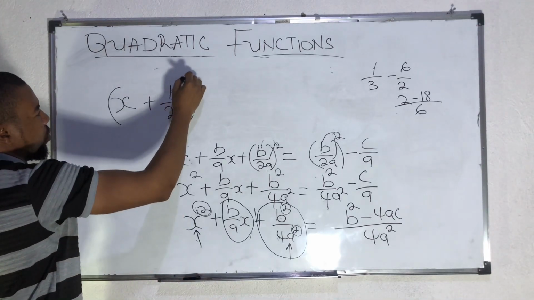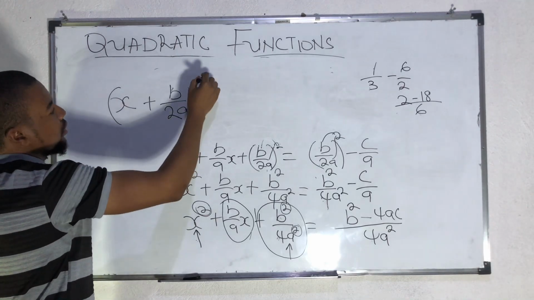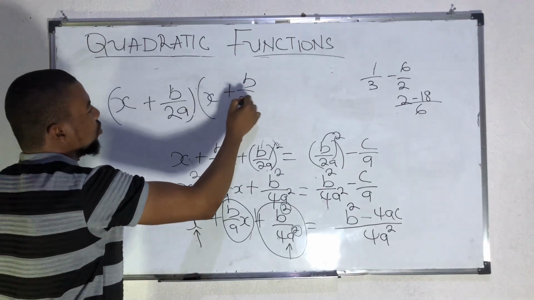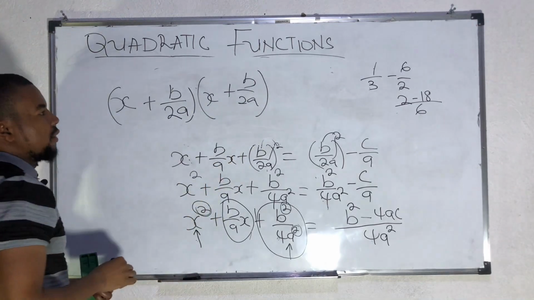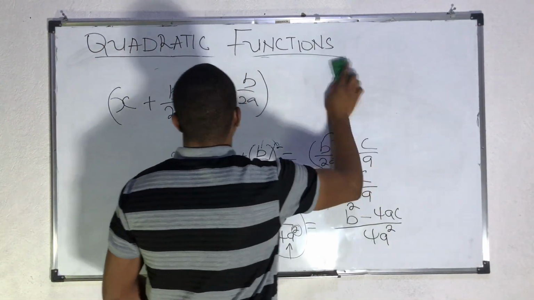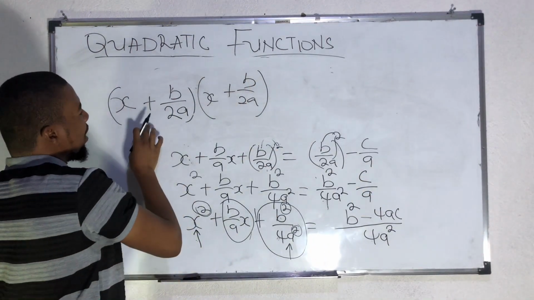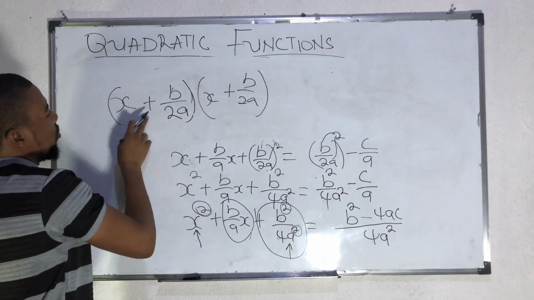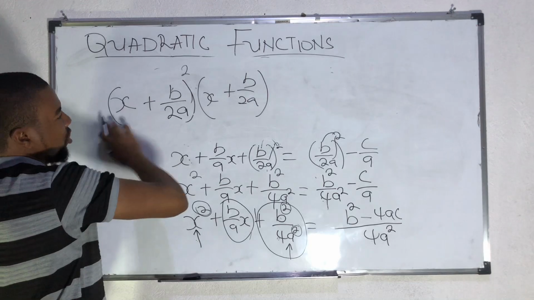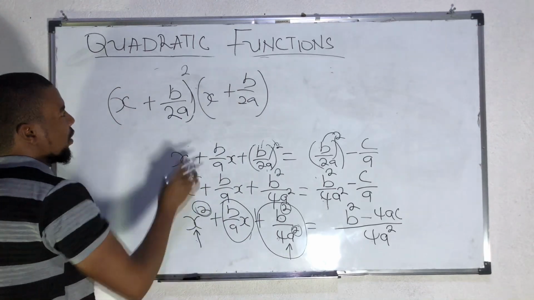So remember, this is a square. This square means that it's multiplying itself, right? So we say x plus b over 2a. All right. Now let's multiply. I'm going to work it out at the right here. I'm trying to show you that if I have x plus b over 2a squared, okay, if I multiply it out, I'm going to get everything here back. Let's do and see how it works.